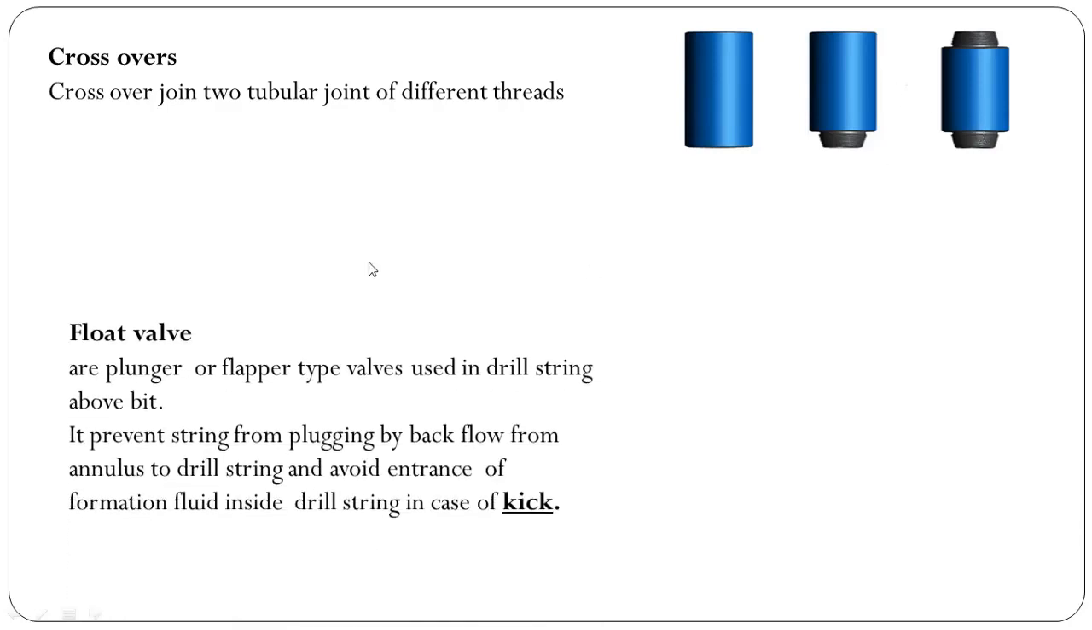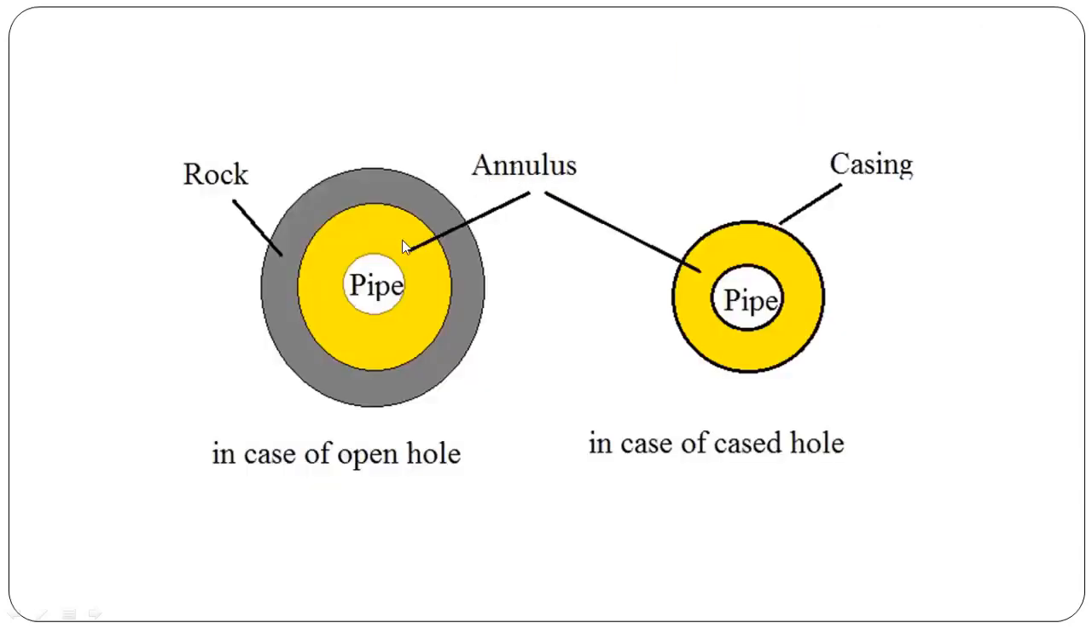Float valve. Float valves are plunger or flapper type valves used in the drill string above the bit. It prevents the string from plugging by backflow from the annulus to the drill string and avoids entrance of the formation fluid inside the drill string in case of kick. The annulus is the space between drill string and open hole, or the space between casing and drill string.